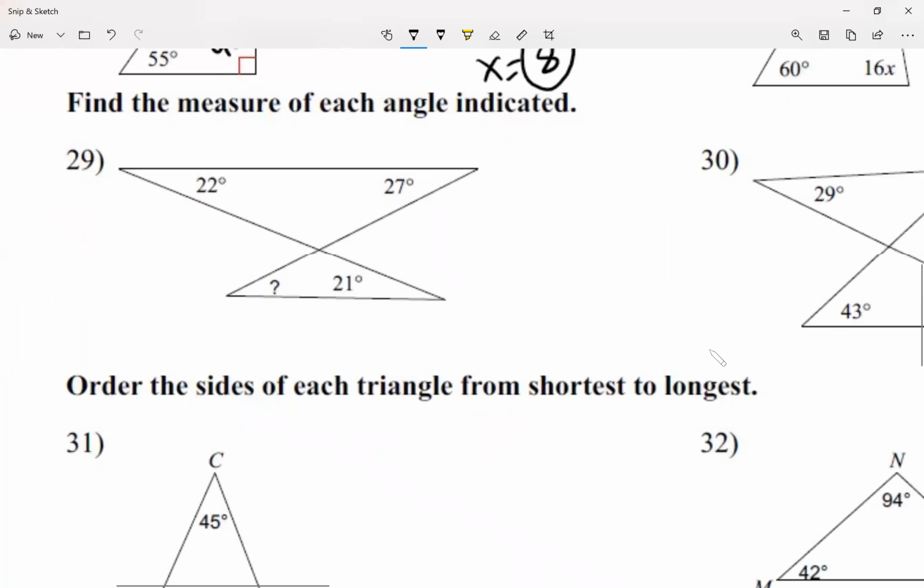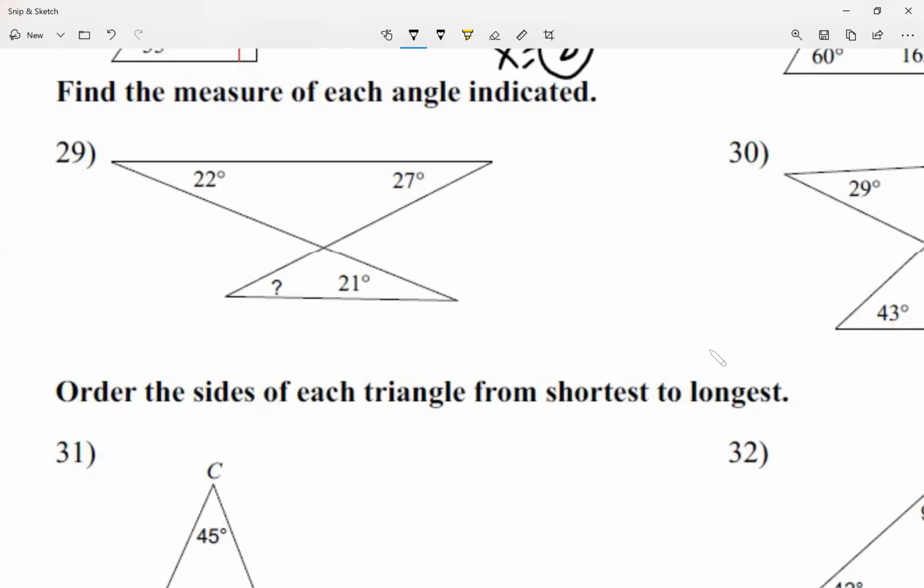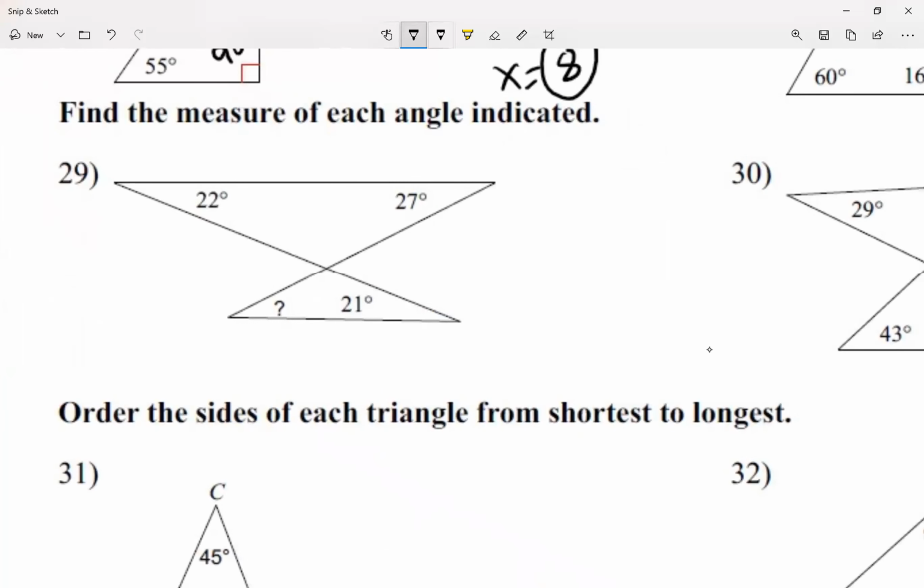Now here, find the measure of each angle indicated. So there's a question mark in here. Let me call it x. We learned in algebra that when we don't know the value of something, we replace it with the letter. So let me call that x. Now I want you to solve for x. But I also mentioned a couple of days ago that the triangle where x is, that is not where you're going to start. You're going to start at the other triangle.